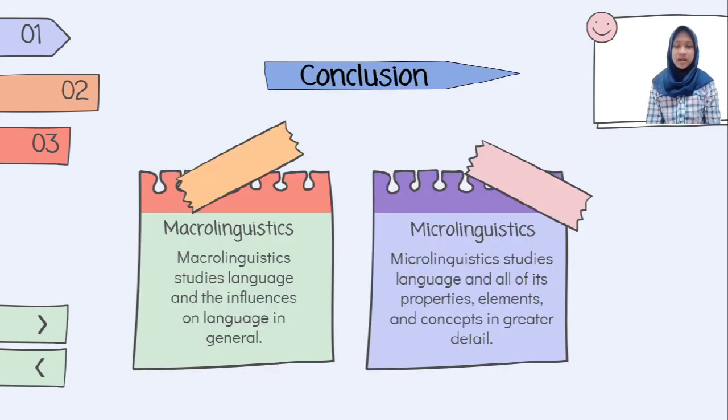So friends, macrolinguistics studies language and the influences on language in general, while microlinguistics studies language and all of its properties, elements, and concepts in greater detail. Some argue that macrolinguistics focuses more on society and the way it influences language, while microlinguistics focuses more on language itself and its elements.